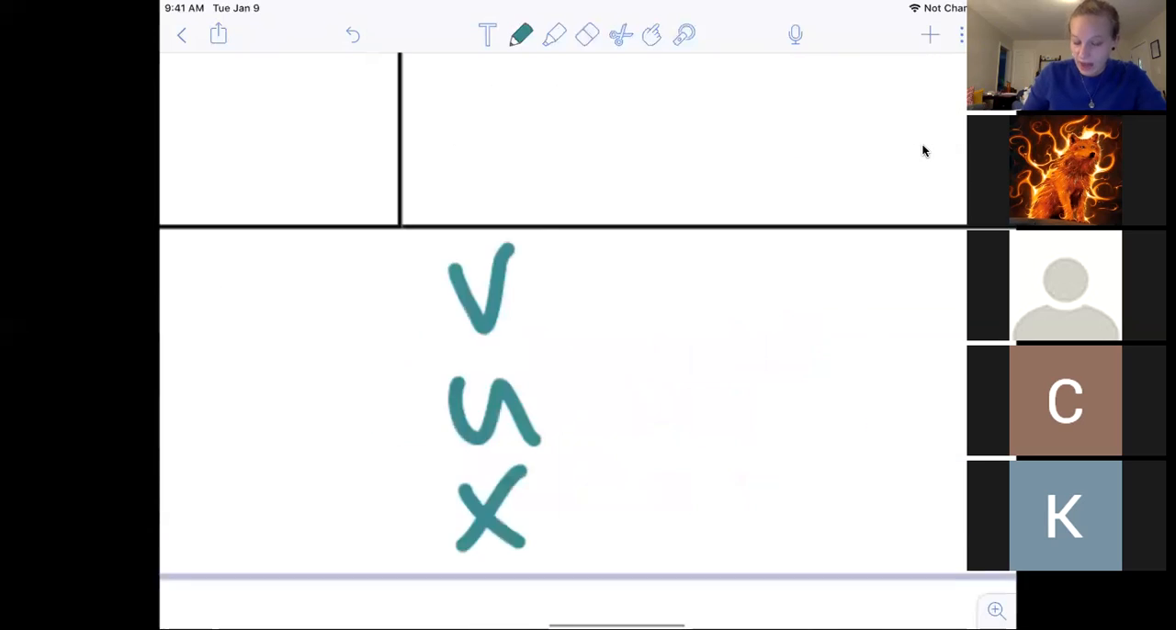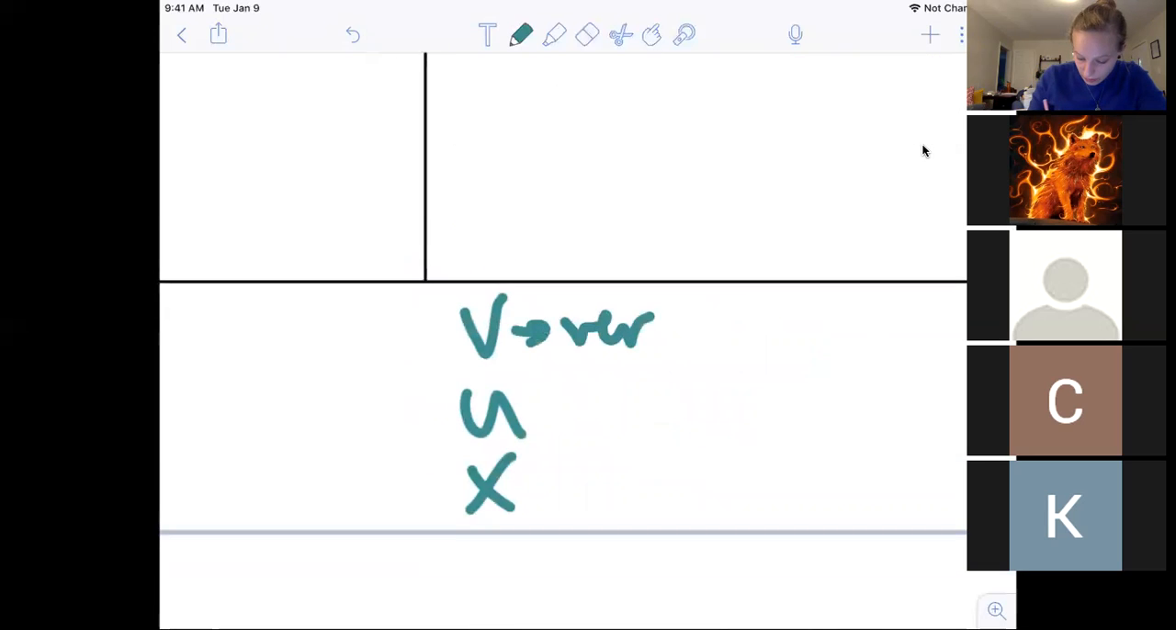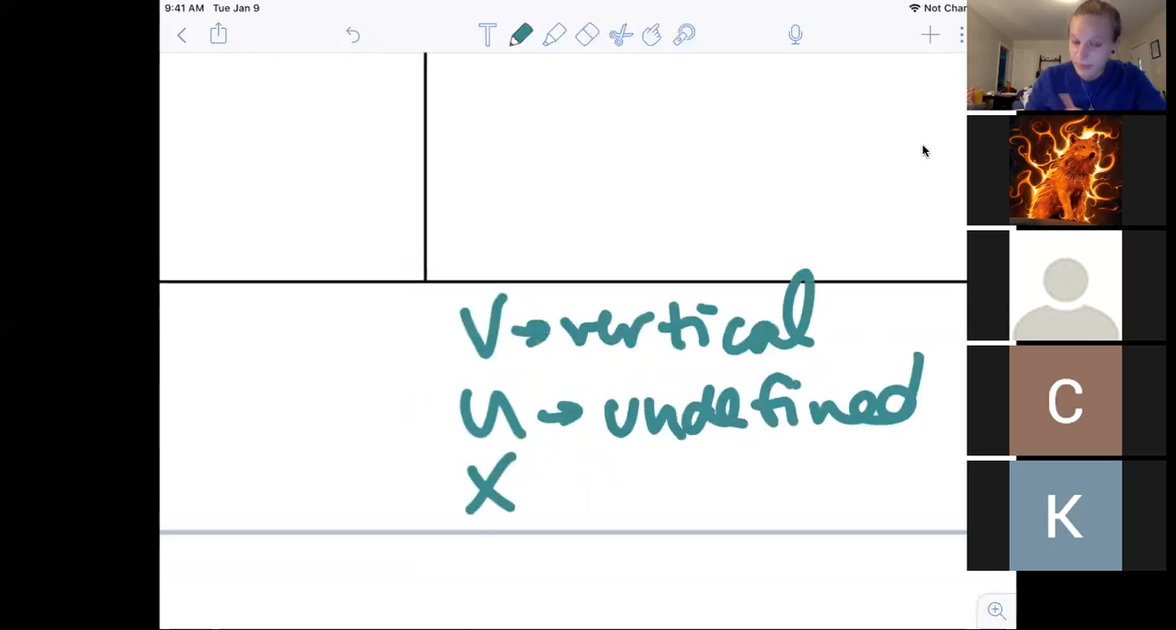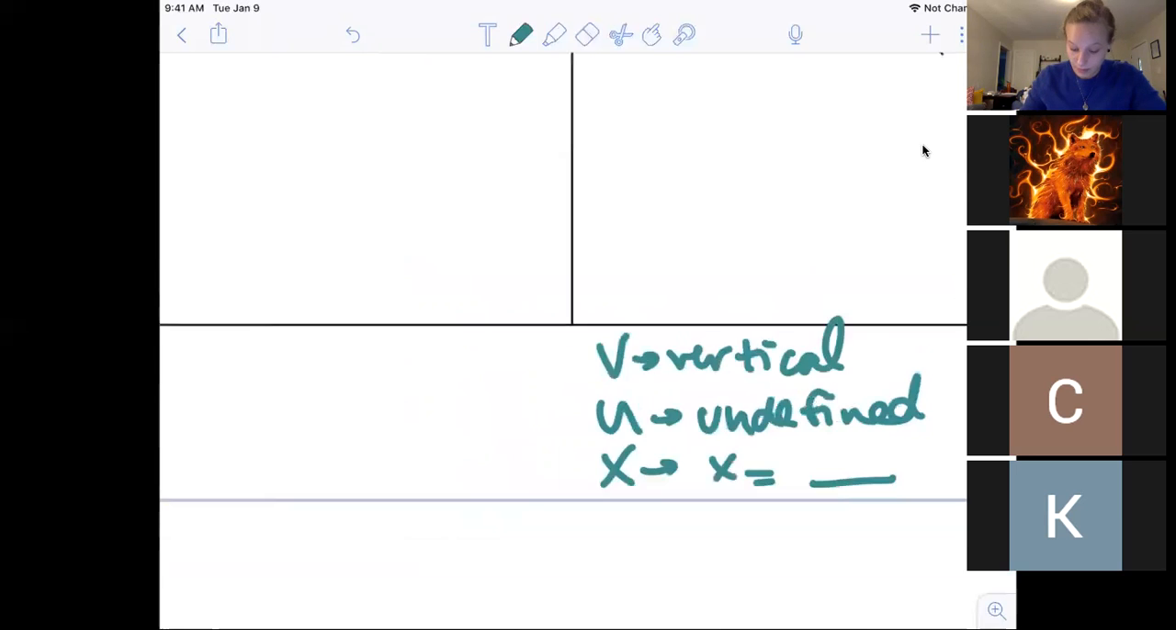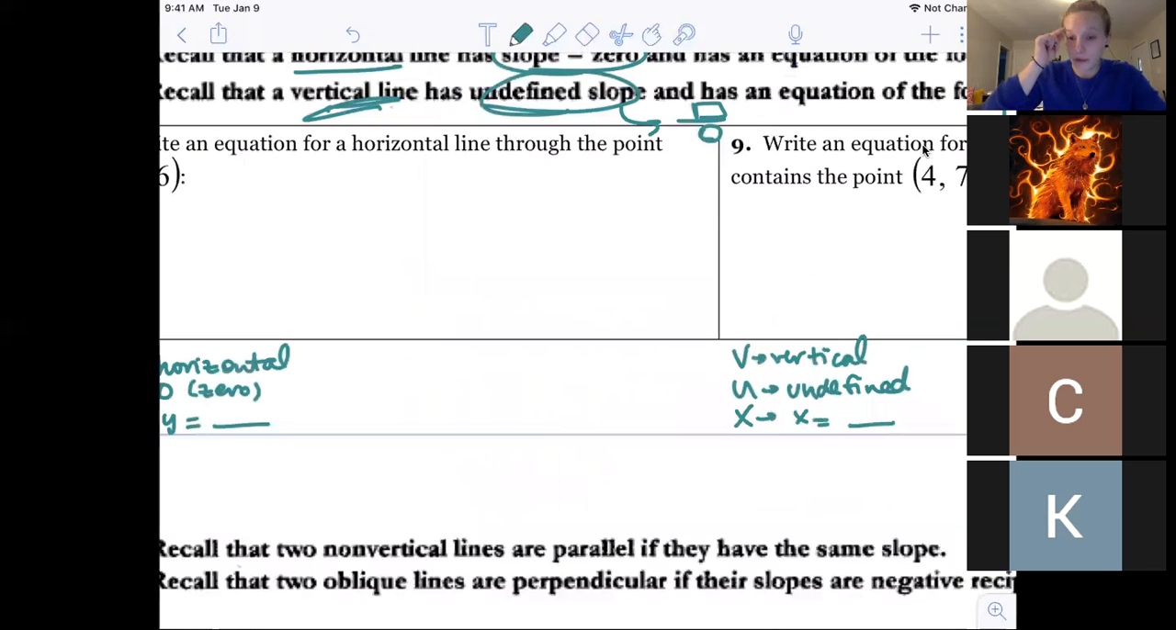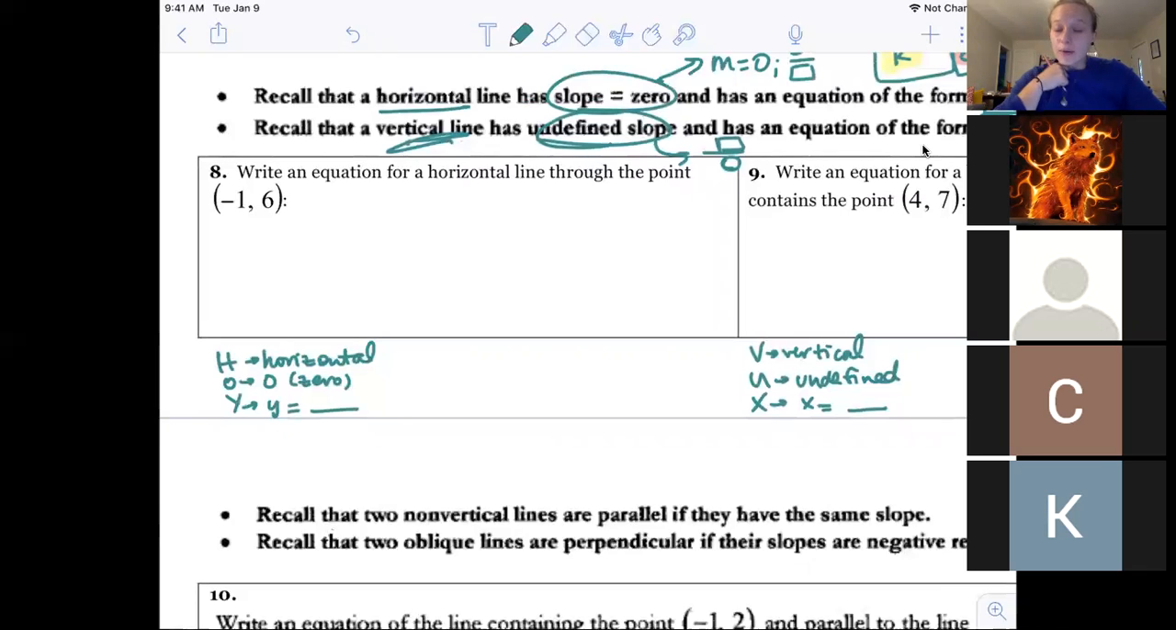If I can remember vux, this means vertical. The U stands for undefined, which means that we have an undefined slope. And then the X means that it's an X equals equation. So if I can remember vux, I can remember vertical, undefined, and X all go together. You don't have to memorize these things. I'm not going to write this on a quiz and be like, what does hoi vux stand for? But I want to give you tools to help you remember it. So if you need a little cute way of memorizing it, this is what I've used in the past to help me remember things. Any questions so far?